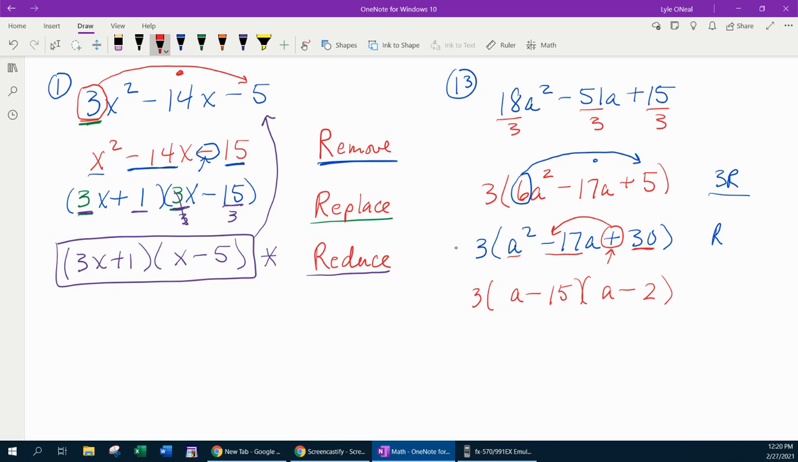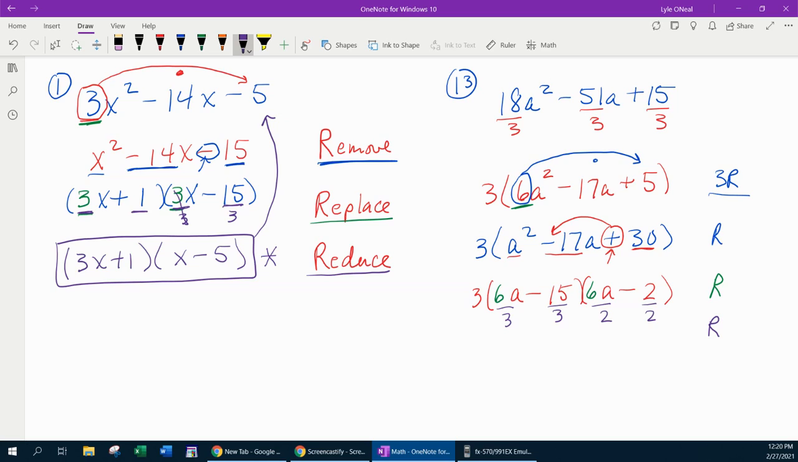Now it's time for the second R, which is replace. So the 6 that I removed now has to be replaced. And don't forget that it goes in front of each A. You got to replace the 6 in front of each A. And then it's time for the third R, which is reduce. So, can 6 and 15 reduce? Yes. They can reduce by 3. Can 6 and 2 reduce? Yes, they can reduce by 2.